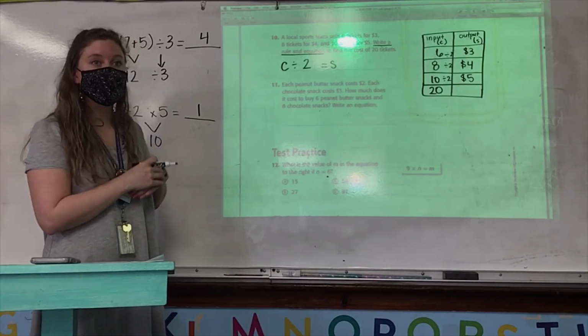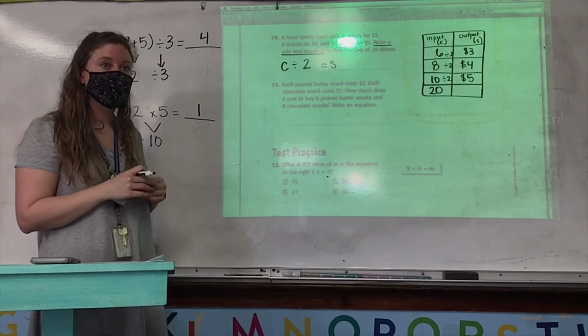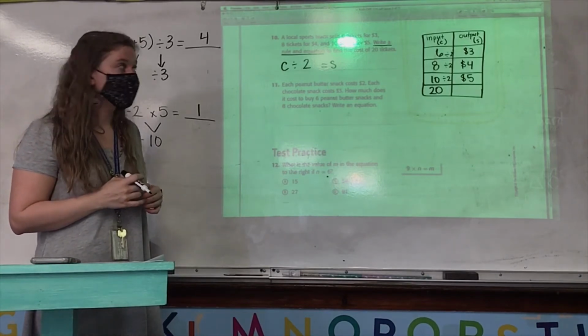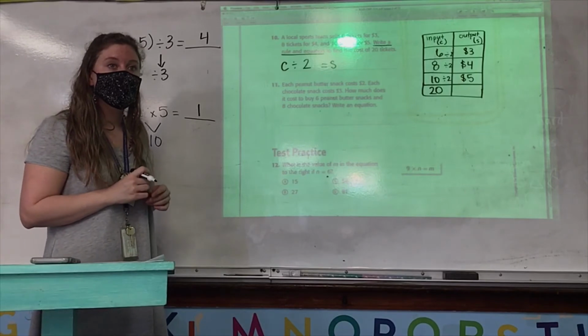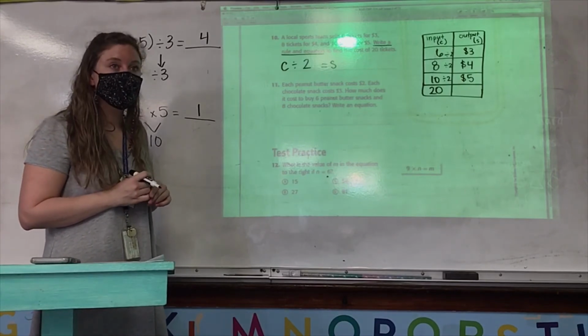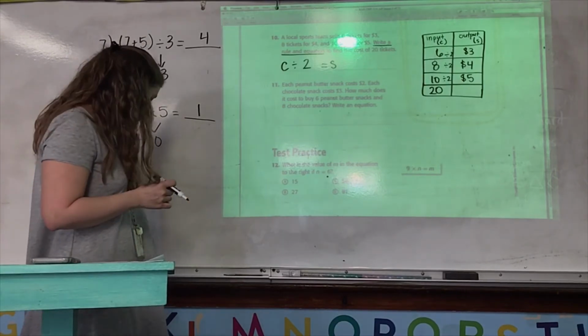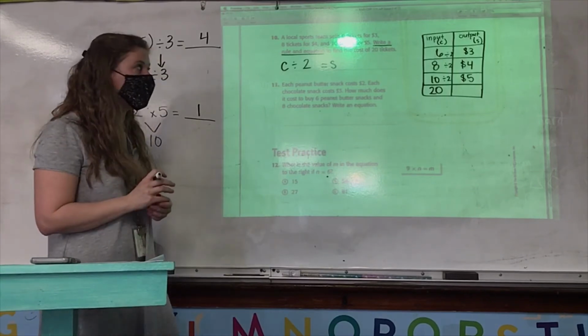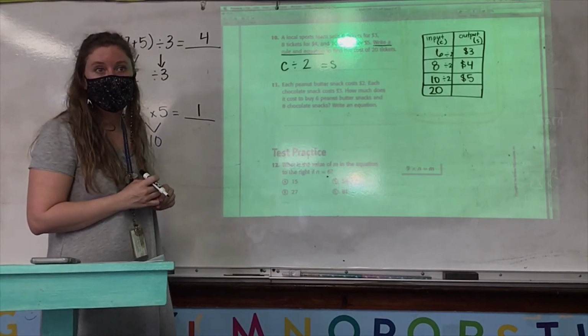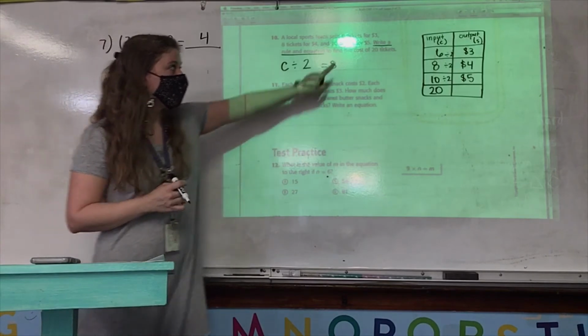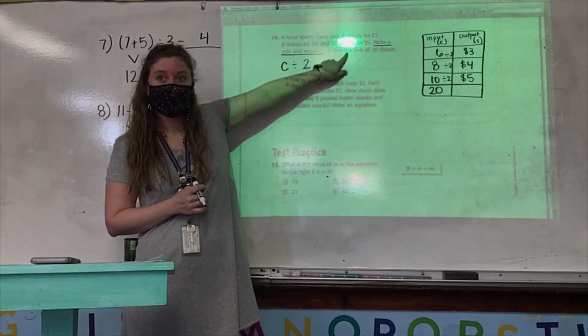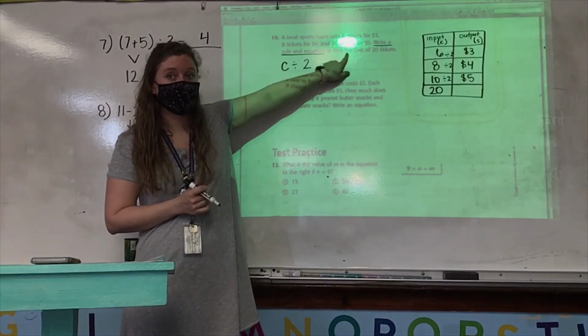Look at the word problem. What's the last part that we have not solved yet? The answer to what? What equation? Smith, what have we not figured out yet? 20 divided by 2. What have we not figured out yet? The cost of 20 tickets.